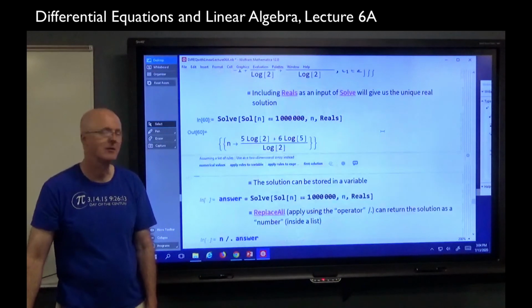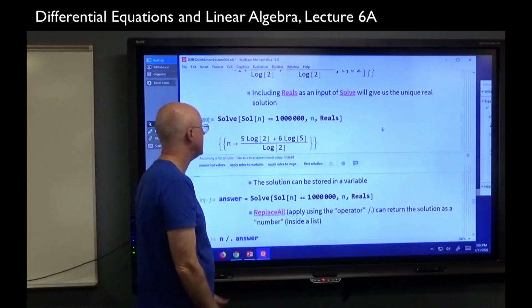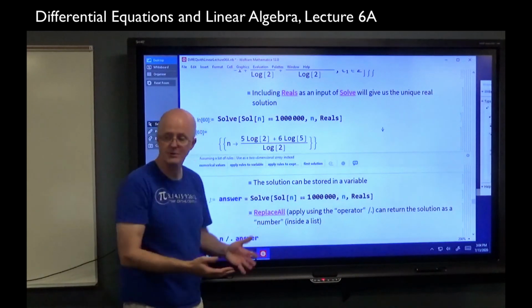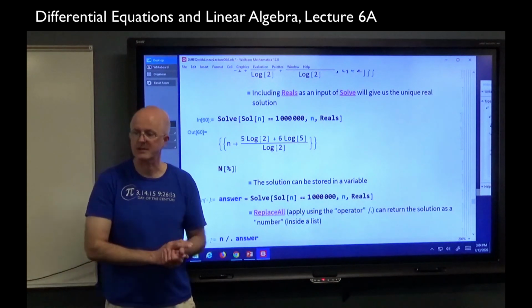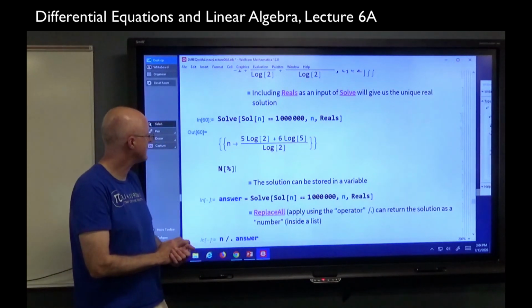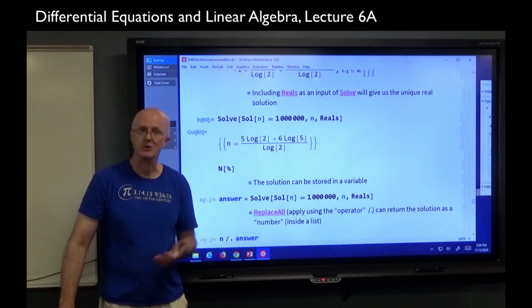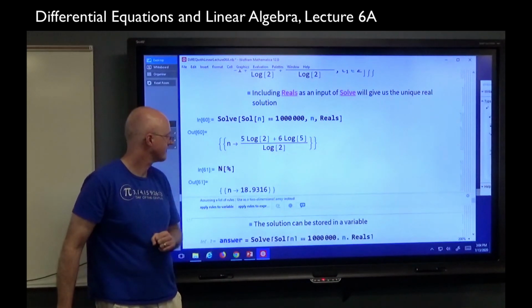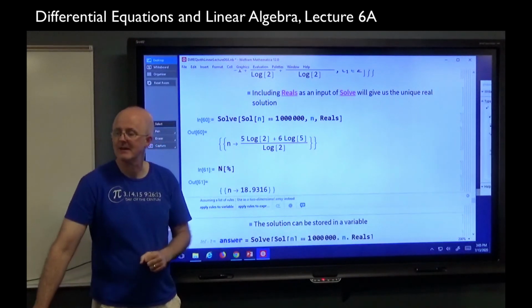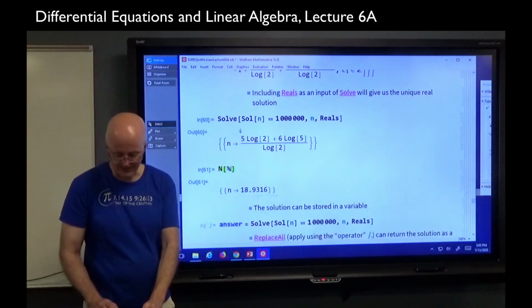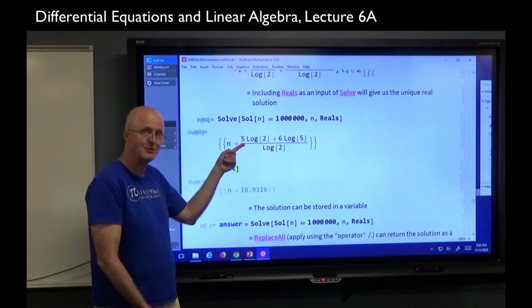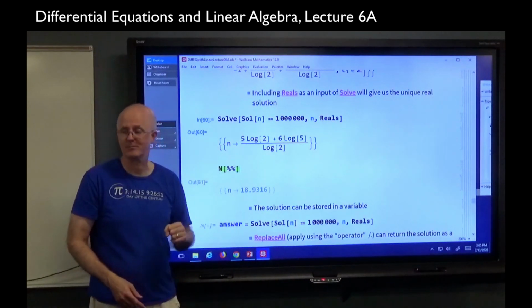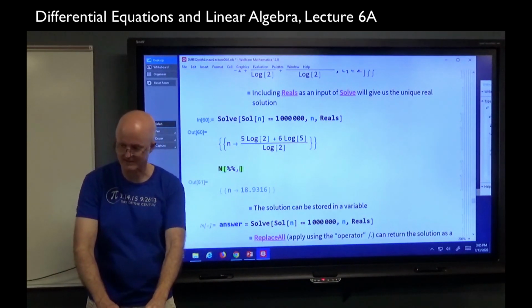And there we get the unique real answer in exact form, which we could then approximate. Percent sign refers to the preceding output, so if I put N and a percent sign in there, it'll numerically approximate this thing. Okay. If I want more decimal places, and I want to refer to 2 preceding outputs, I need double percent signs, and if I want more decimal places, I can do this.